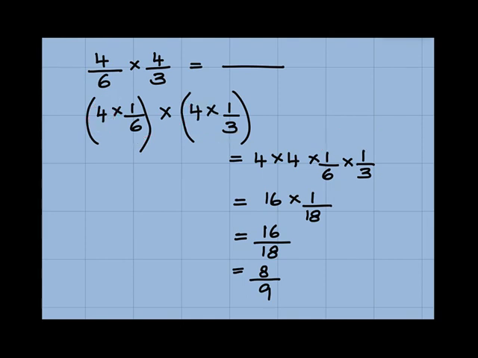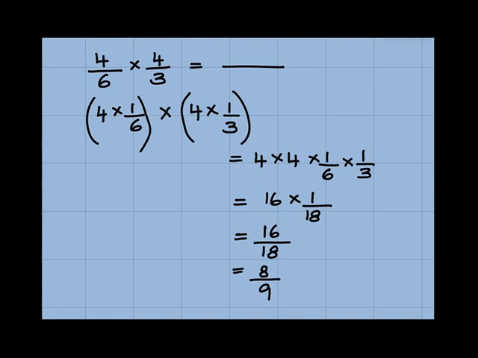Okay, the next step is to multiply all the numerators together. So 4 times 4 is 16, times 1 is same 16, divided by the denominator 6 times 3, which is 18. So the fraction we have now is 16 over 18.